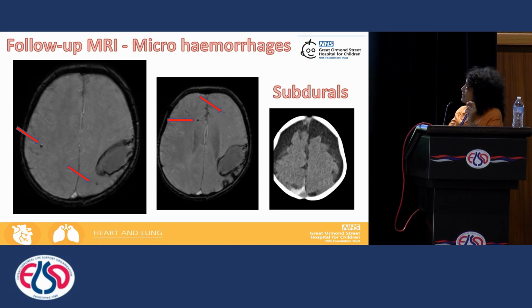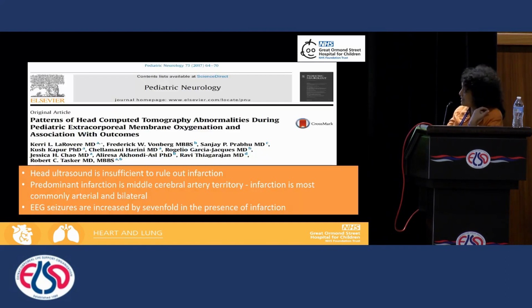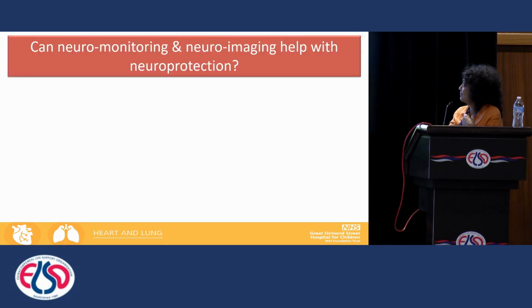You can see that they can be punctate microhemorrhages. You can see subdurals too. And when you look at CT abnormalities and imaging utility, you know that head ultrasound scan is insufficient to rule out infarction. Predominant infarction is in the middle cerebral artery territory, commonly arterial and bilateral, and EEG seizures are increased 7-fold in the presence of infarction.